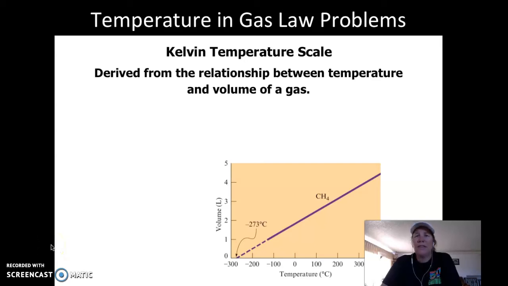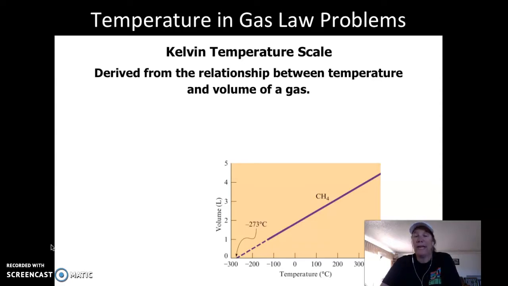So we're going to continue with gas laws. We're going to start looking at temperature as one of the factors that changes the volume and pressure in a gas. When we did Boyle's law, we just dealt with volume and pressure. We didn't talk about temperature, okay? Now we're going to talk about temperature. And in order to talk about temperature, we have to talk about the Kelvin temperature scale.